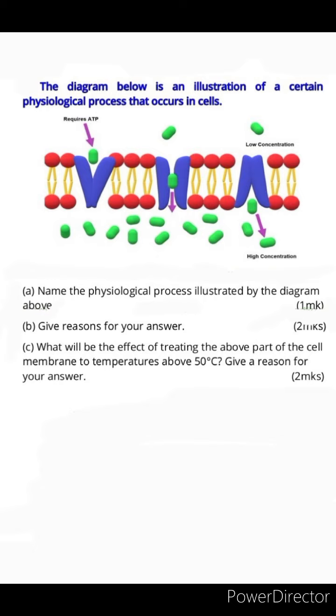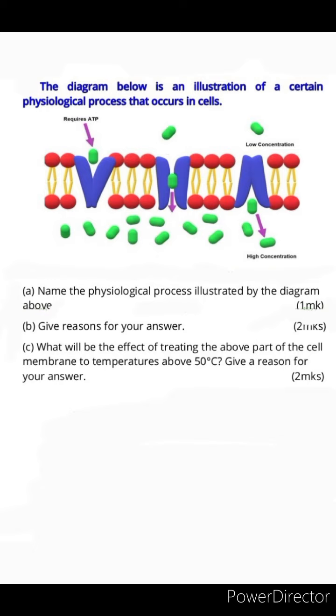Let us now proceed to the next question. The diagram below is an illustration of a certain physiological process that occurs in cells. Now, let's look at that diagram. If you look at that diagram, by the way, you can clearly tell that this is a cell membrane. How so? Because we have the double layer of phospholipid, we also have the protein molecules. Now, these are the blue structures. So as you can tell, in between the two protein molecules, we have an opening that allows the particles to pass through in the inner part of the cell.